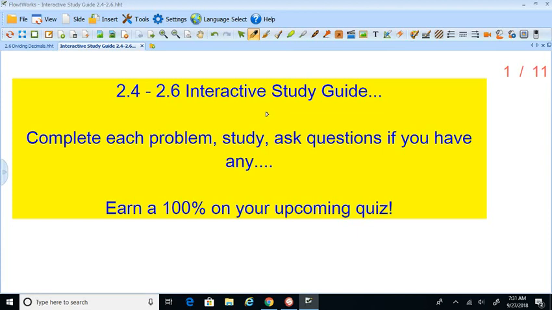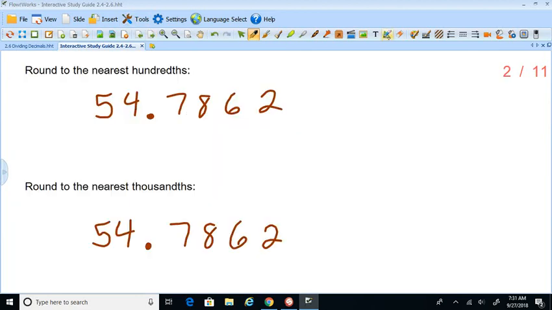Let's start off with a quick review of rounding. This says round to the nearest hundredths. So we underline the digit in the hundredths place, which happens to be 2 place values to the right of the decimal, which is the 8. So we underline that 8. Draw a hook and arrow to the indicator, the digit right before it.